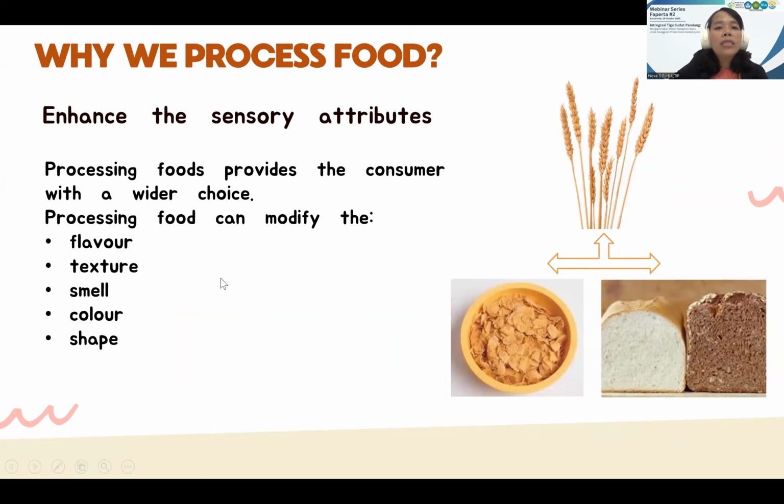Another one is enhancing the sensory attributes. Processing food provides the customer with wider choices. For example, like this bread. You can enjoy the bread, and also this is a bread with low calories, for example, or high fiber. And processed food can modify the flavor, the texture, the smell, the color. This is why this is brown or contains something like chocolate. And they can change the shape or maybe the smell.